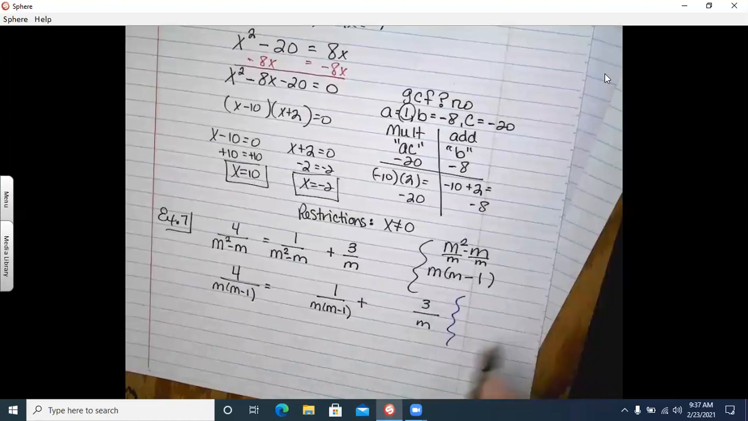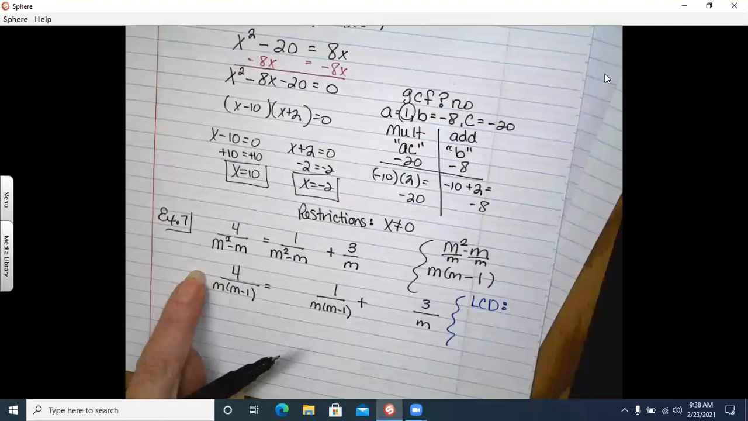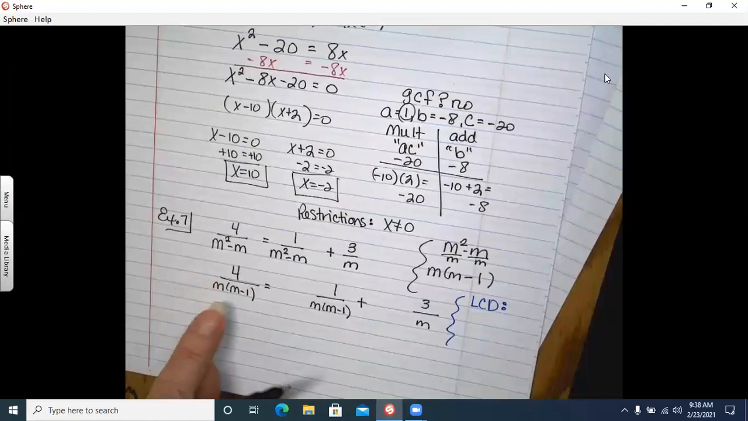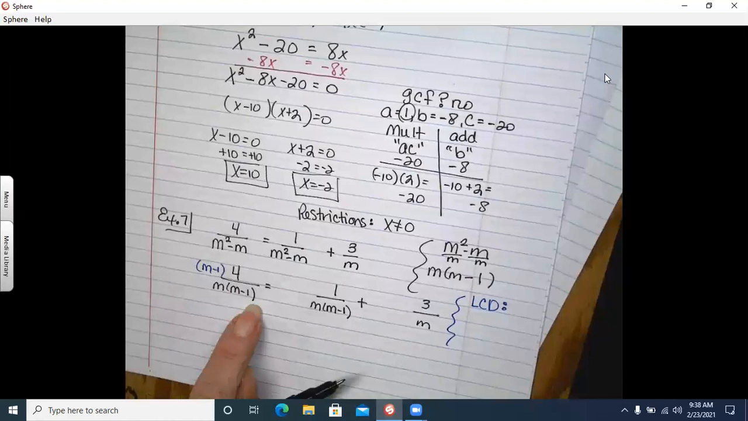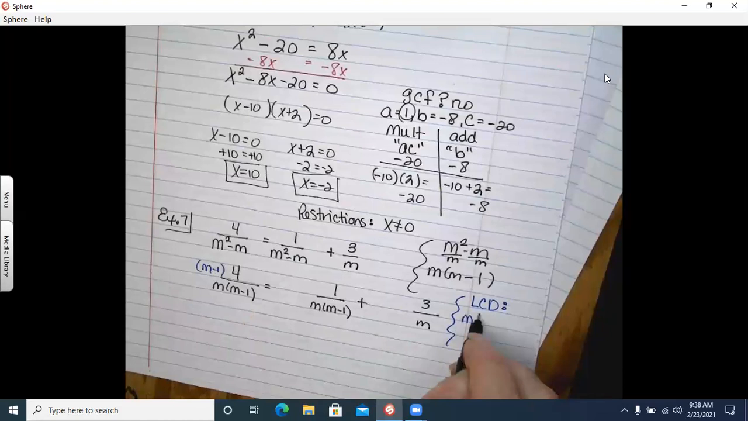What's my least common denominator? So if I multiply all these by m, everything's going to cancel. Just m minus 1? An m and m minus 1. A lot of kids say it's just m minus 1 because there's an m and m minus 1. But if I just say m minus 1, and I multiply this first fraction by m minus 1, is this monomial of m going to cancel? No, if I just do m minus 1, only the m minus 1s cancel. So my LCD is an m and m minus 1.